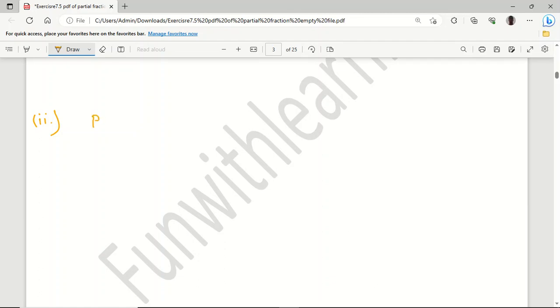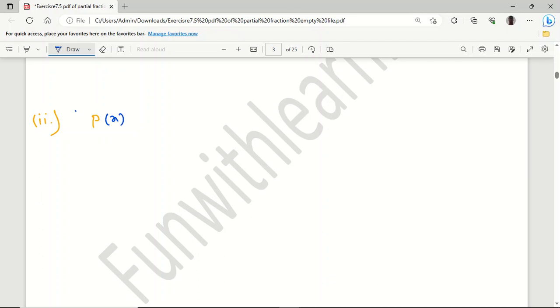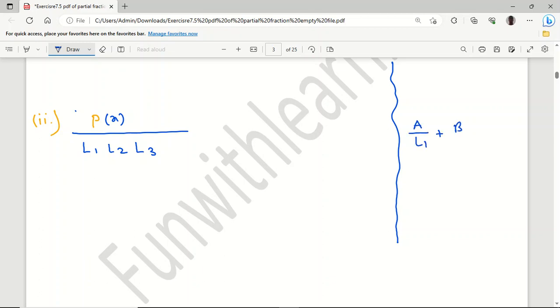Now we have Px upon L1 into L2 into L3. Here the degree of Px can be a maximum of 2. It cannot be greater than 2. So accordingly we can guess its partial fraction. As in the previous form we broke them into a upon L1 plus b upon L2, so here I can break them into a upon L1 plus b upon L2 plus c upon L3.